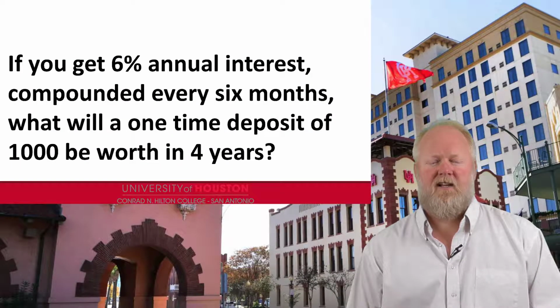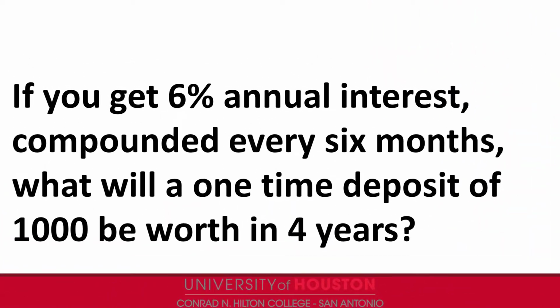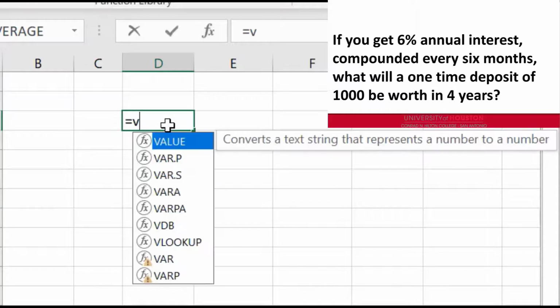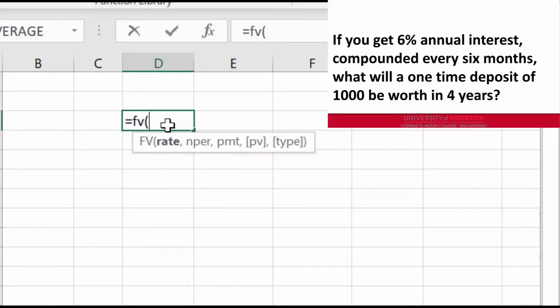If you get 6% annual interest compounded every 6 months, what will a one-time deposit of $1,000 be worth in 4 years? For this, we're going to have to adjust the interest. So this is asking what a deposit today is going to be worth in 4 years. So that's future value. The interest rate is 6%, but it's compounded every 6 months. So we need to divide that by 2 because there's 2 periods of 6 months in a year.